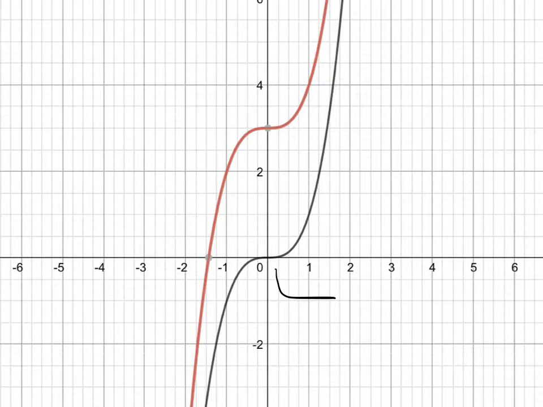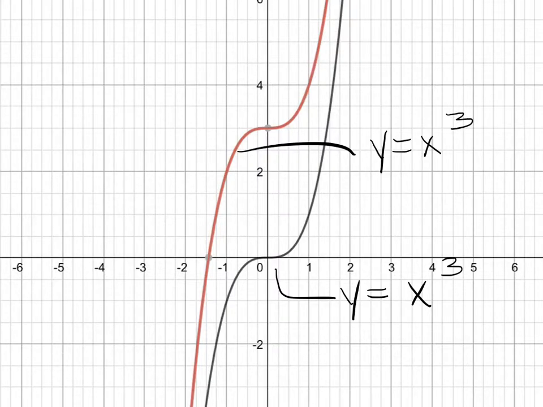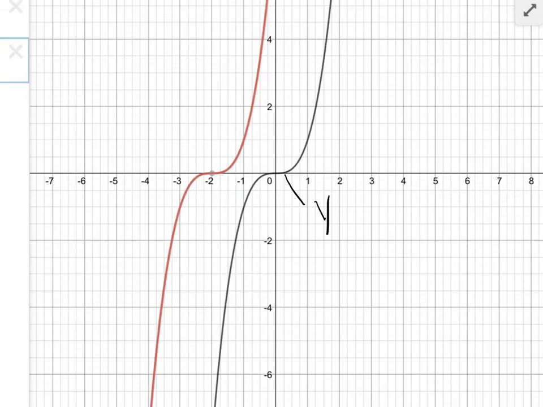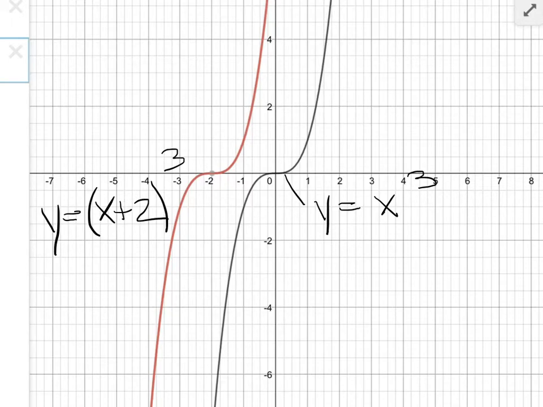The parent function here is y equals x to the third. So the new function here would be y equals x to the third, and it's been moved up 3. The parent function is y equals x cubed, and the new function is y equals the quantity cubed of x plus 2. So you can move it 2 places to the right.